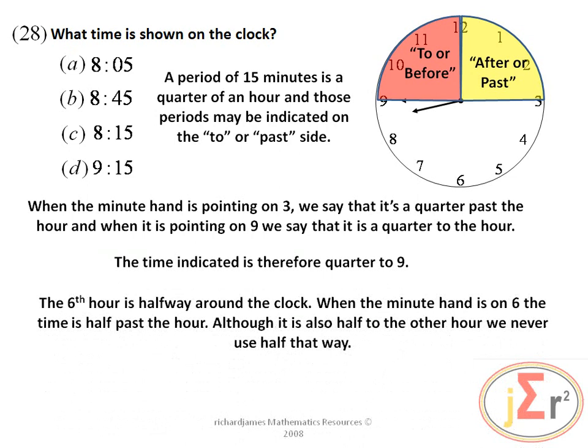The 6th hour is halfway around the clock. When the minute hand is on 6, the time is half past the hour. Although it is also half to the other hour, we never use half in that way. So we never say half to 10 or half before 11. We generally say half past 9 or half past whatever hour it is.